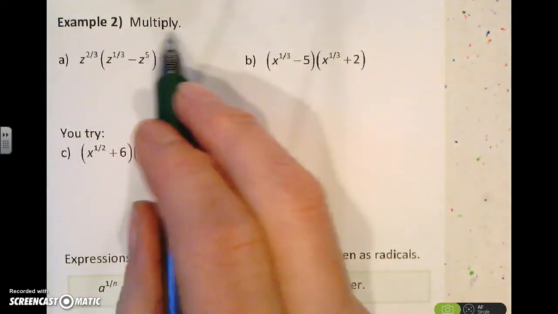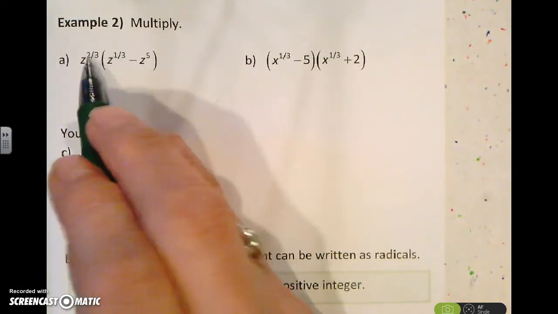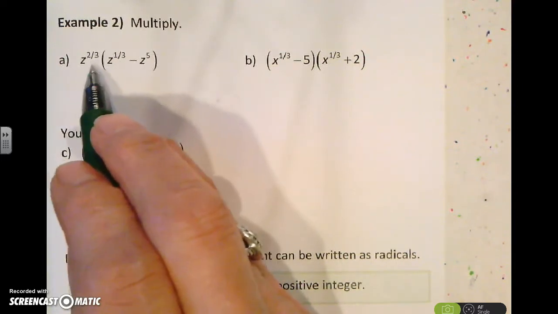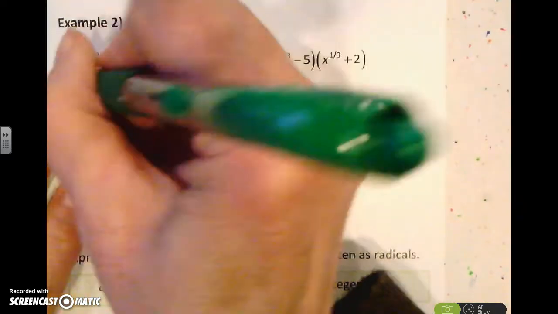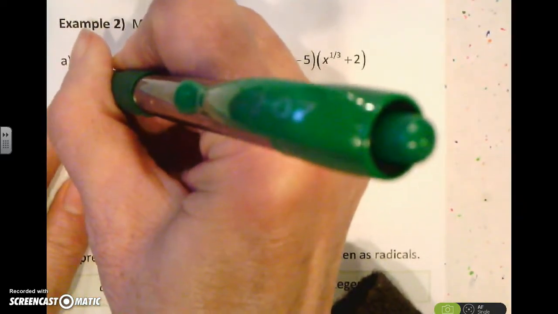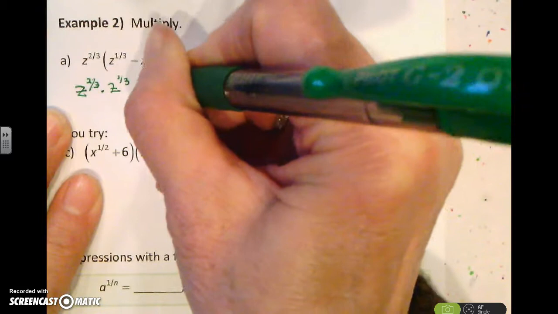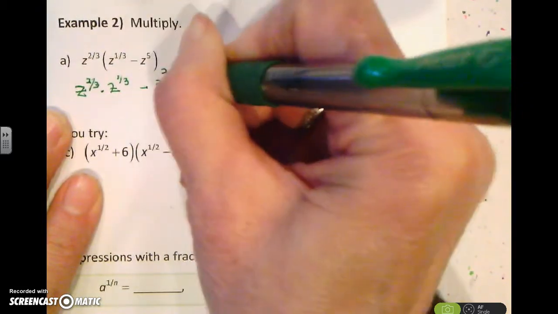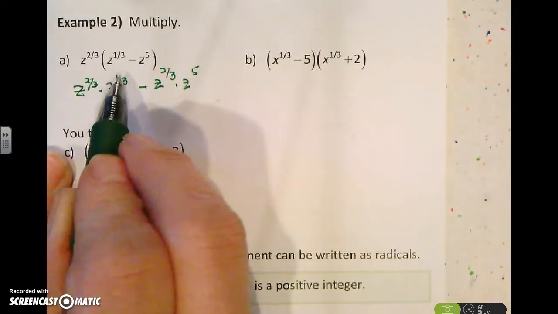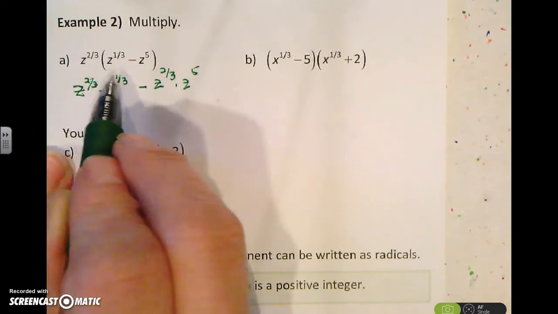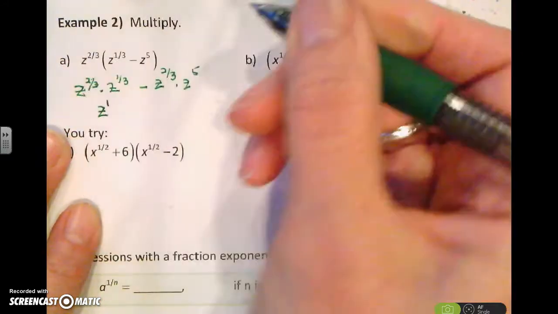All right, so for example 2, we're just going to multiply. And again, you see we have these rational exponents in our multiplication. So we're going to distribute just like we would with numbers and plain variables. So when I multiply, I'm going to multiply z to the 2/3 times z to the 1/3, minus, and then go back and distribute again, z to the 2/3 times z to the 5th. When I multiply, I'm going to have to add my exponents. So 2/3 plus 1/3 is 3/3, and of course, 3/3 reduces to a 1.